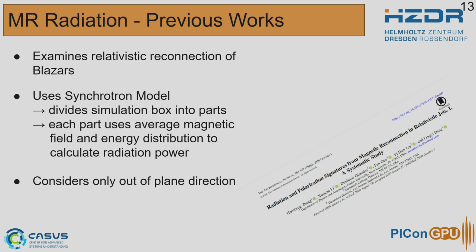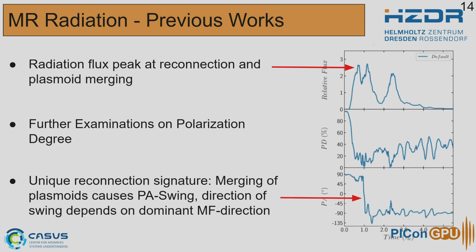And that gives you an average energy, but also not the full story, because it's just gyrating particles in a magnetic field. Also, he only looked at the out-of-plane direction, so he only looked at it from one direction, but not every direction as we did in our calculations. But he still found some very interesting things.